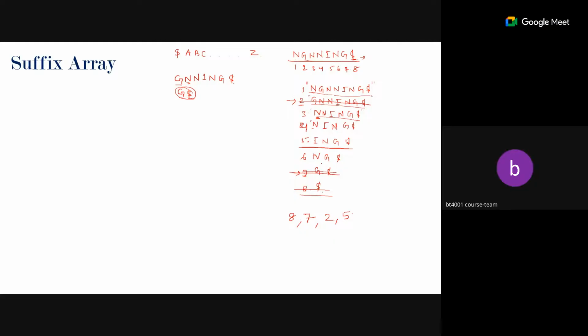Yes. So 5 will come next. So we'll add 5 to the suffix array and we'll remove the string for the 5th one. So what else is remaining? Now it is getting a little complicated. So let me write it over here again. N G N N I G. Now you can just go from bottom to the top. So it will be 6, 4, 3, 1.